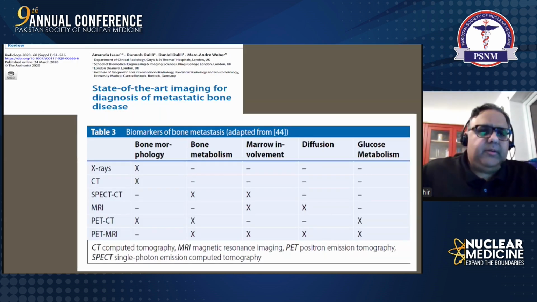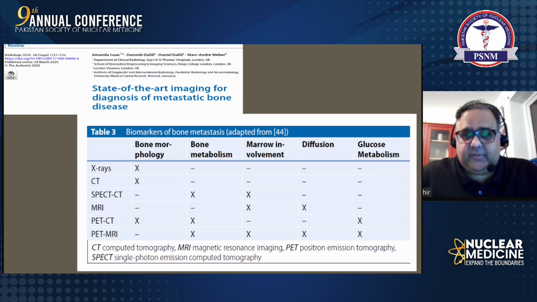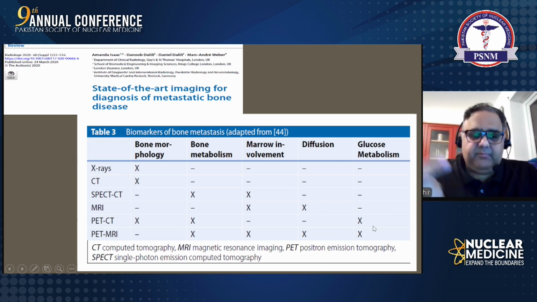This is a review published in 2020, which talks about the state-of-the-art imaging for diagnosis of metastatic bone disease. And in this table, you can see it talks about X-ray, CT, SPECT-CT, MR, PET-CT, and PET-MR, and every modality looks at different aspects. X-rays and CT look at the morphology, metabolism is looked at through radiotracers, marrow involvement likewise, while MRI is looking at the marrow, and the metabolism is looked at, again, by the radiotracers through hybrid imaging.